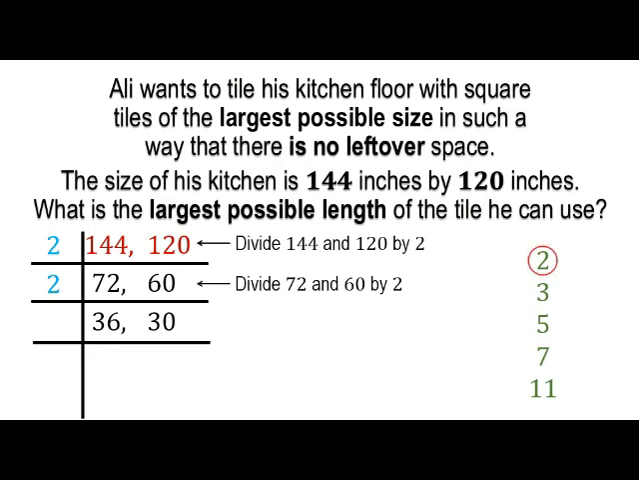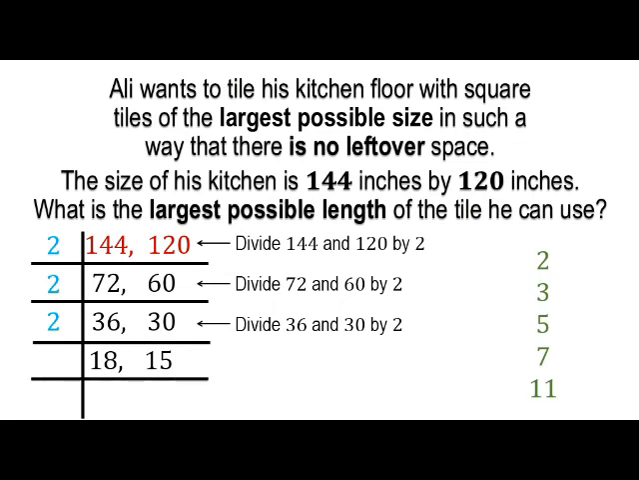Next, again we divide these two numbers. Start with the smallest prime number 2, and 36 and 30, both the numbers are divisible by 2 again. So we take 2 again and divide 36 and 30 by it. Dividing 36 by 2 gives us 18, and when we divide 30, the quotient is simply 15. Great.